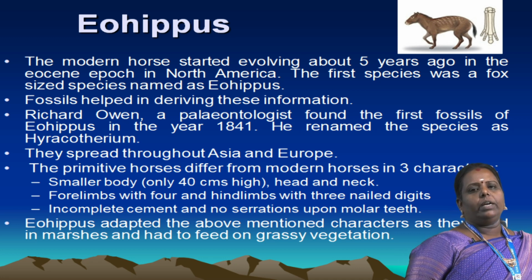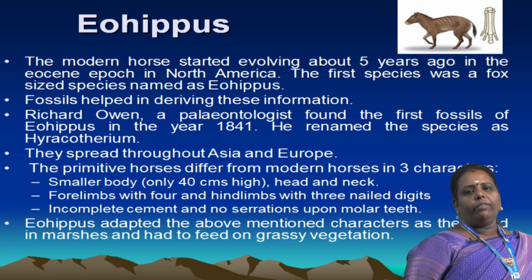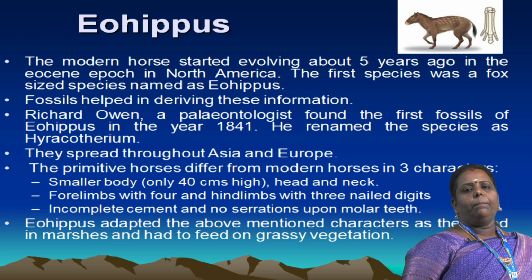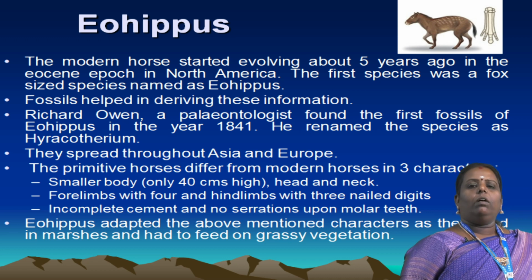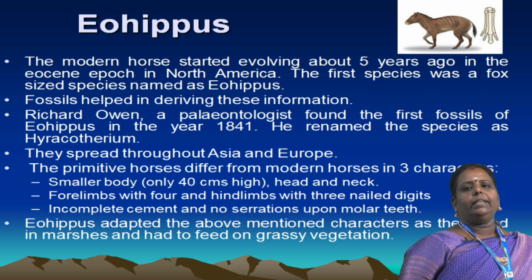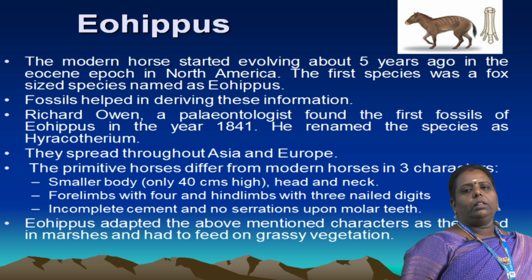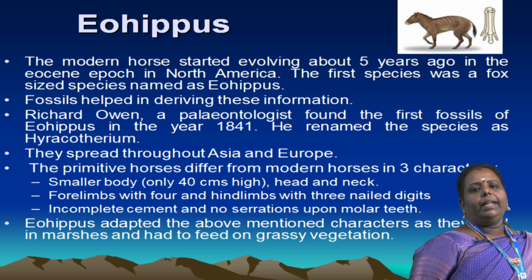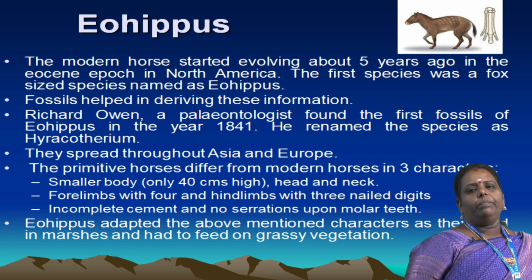The primitive horse differs from the modern horse, and we have to identify the main characters. One is a smaller body, another is the limbs, another is incomplete cement, with no serration upon the molar teeth. What is the size of the smaller body? Only 40 centimeters in height, including the head and neck region. Normally there are 4 forelimbs and 4 hind limbs with 3 nailed digits, and incomplete cement and serration; the formation of teeth also differs.